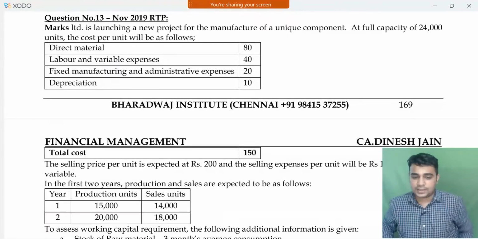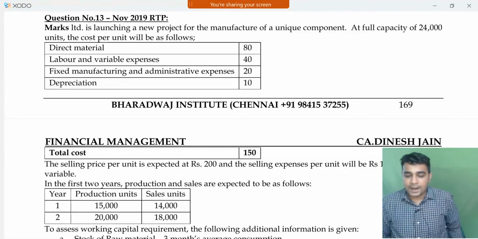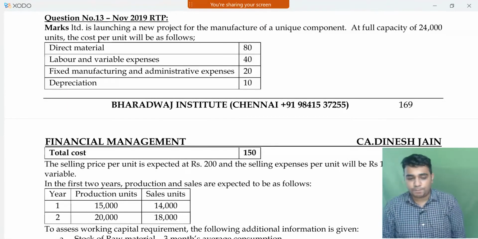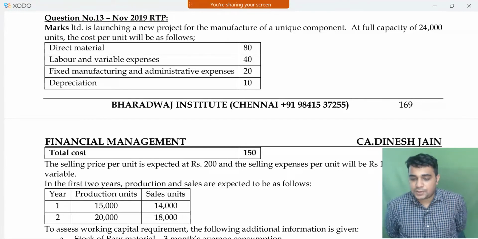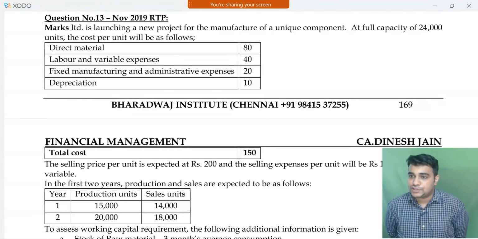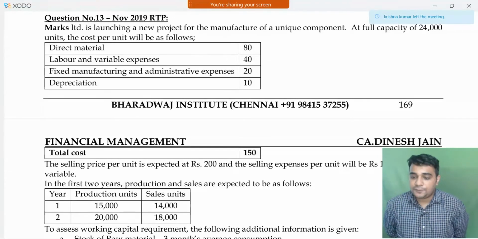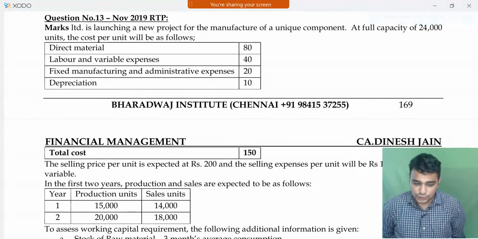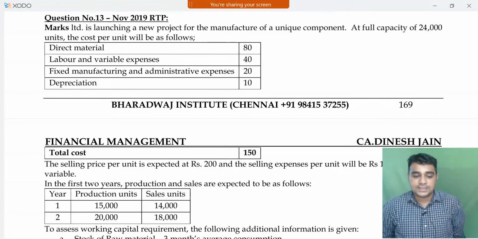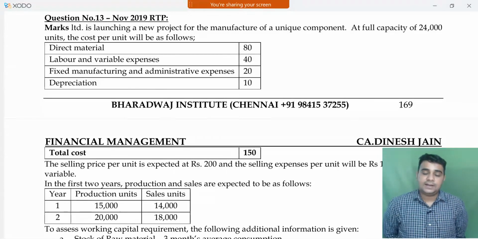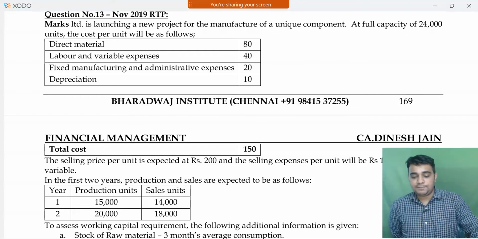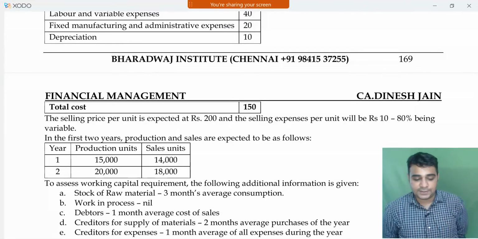Let's come to question 13. Marks Limited is launching a new project for the manufacture of a unique component. New project technically becomes new company. At a full capacity of 24,000 units, the cost per unit is material, labor, fixed, depreciation. Selling price is 200, selling expense 10, 80% being variable.